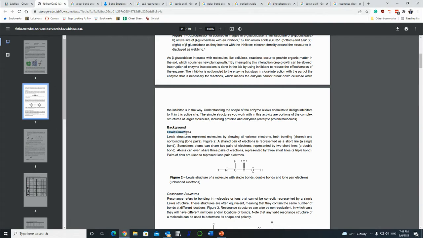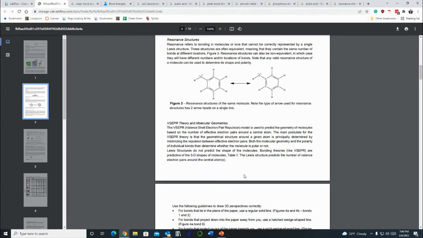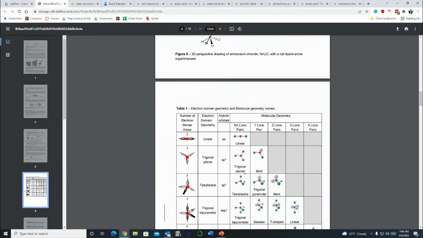So Lewis structures, that's in your pre-lab, so I'm not going to go over this, but make sure you understand how to draw Lewis structures, because you have to do that for every single question. Resonance structures, I'll go over a little bit. And then we have VSEPR theory.